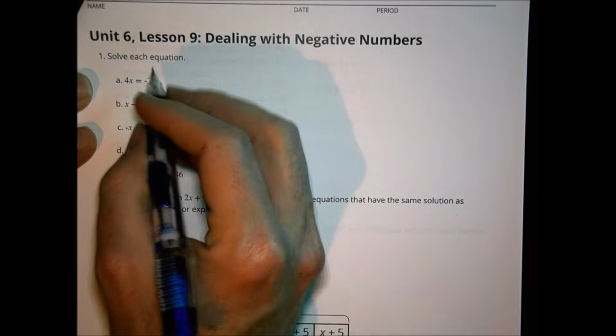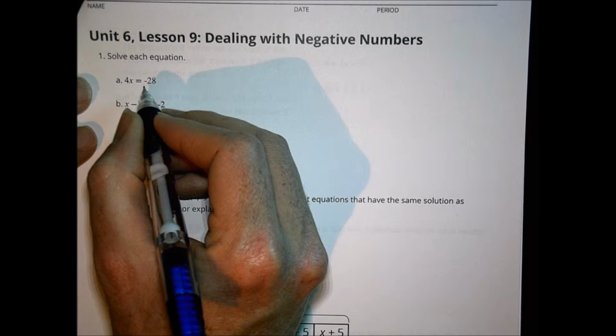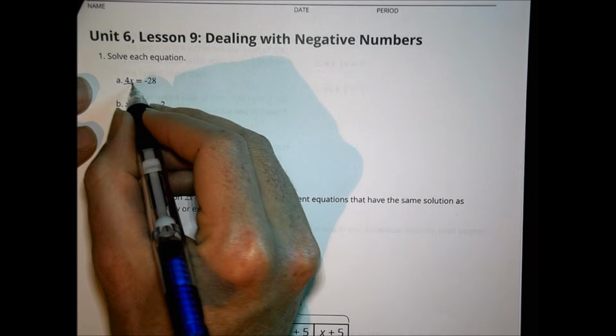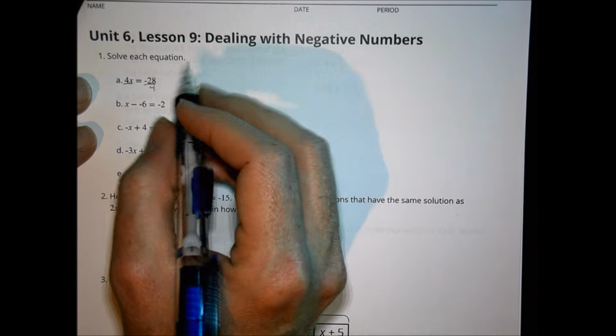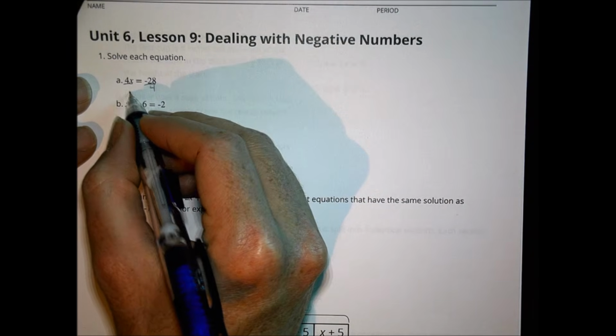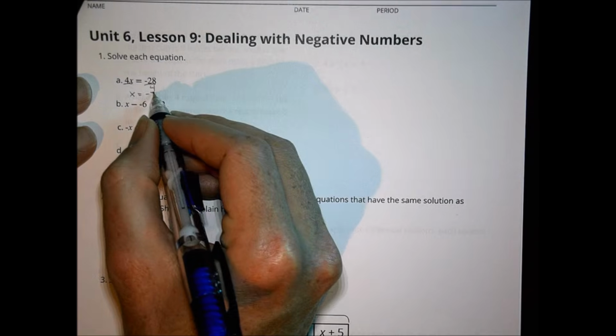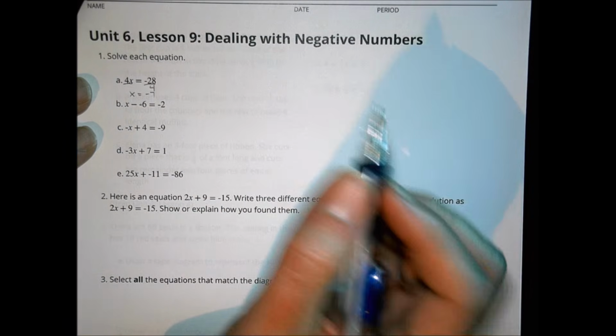So in this first one, we have 4x equals negative 28. To solve that, I'm going to divide both sides by 4. And so negative 28 divided by 4 tells me that x is going to be equal to negative 7. And that becomes my solution there.